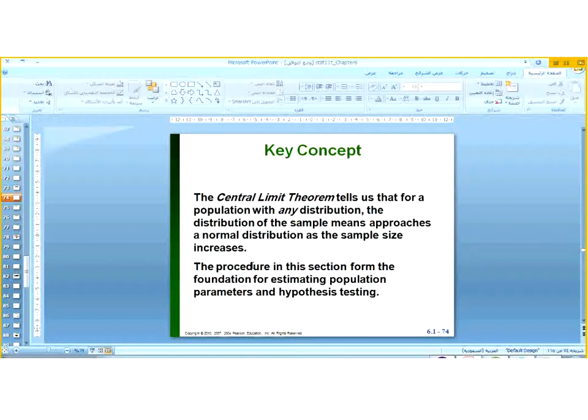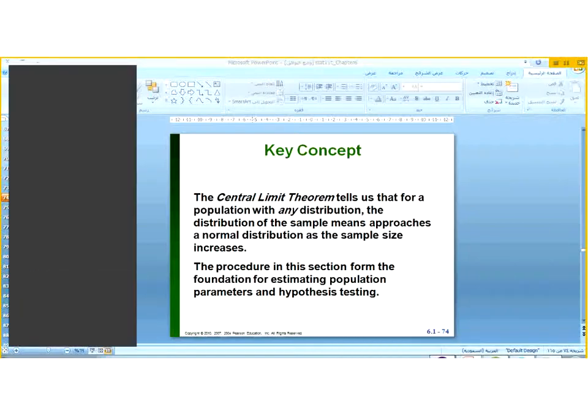The central limit theorem, sometimes abbreviated as CLT, is the most important theorem in statistics. What does it say? It says that the distribution of the sample mean approaches a normal distribution as the sample size increases. So as the sample size gets larger, what will the distribution of the sample mean be? It will be normally distributed.